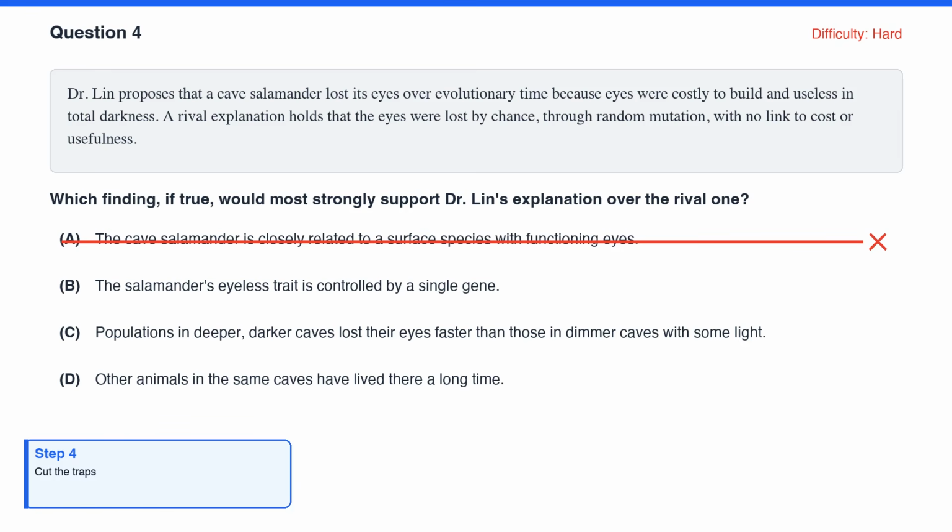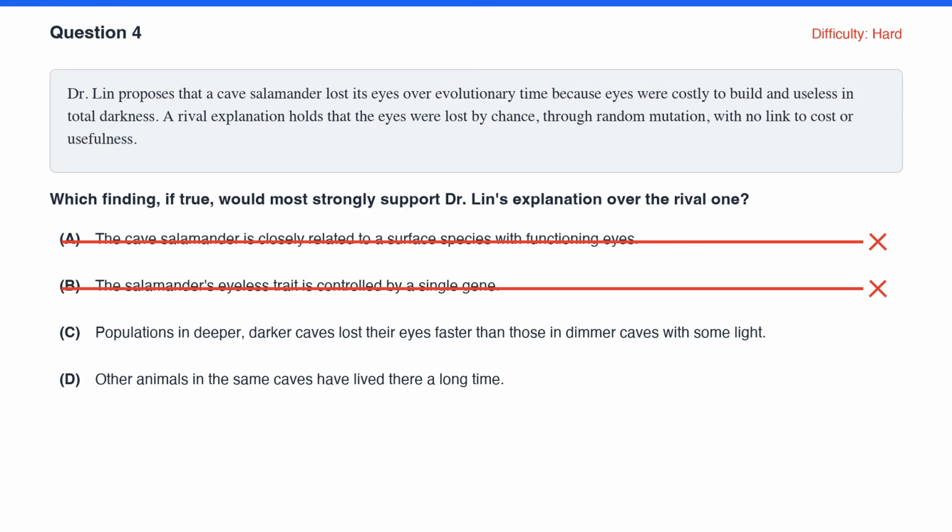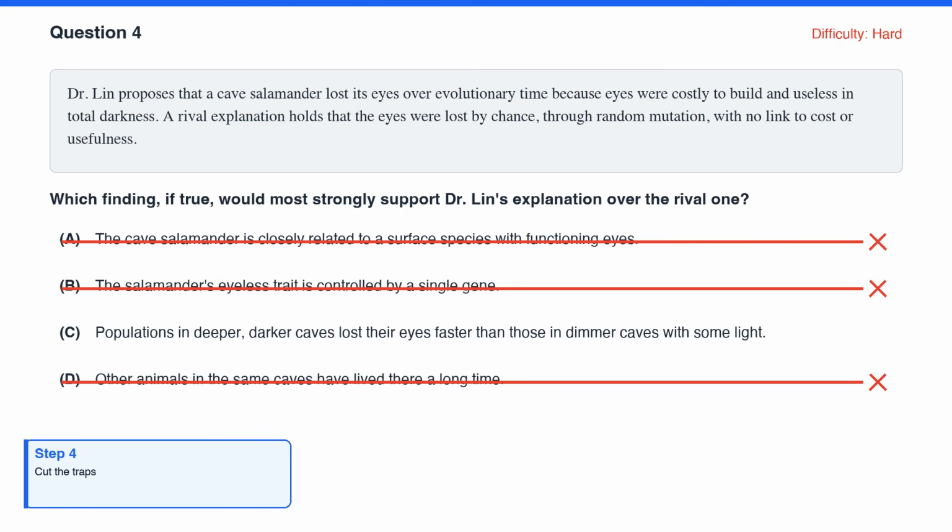Choice B, the trait is controlled by a single gene. A single gene is just as consistent with chance as with cost. Neutral. Cross it. Choice D, other animals have lived in the caves a long time. Says nothing about why eyes were lost. Cross it. Choice C, populations in deeper, darker caves lost their eyes faster than those in dimmer caves. Loss tracks uselessness, which fits Lin and not chance. Answer, C. On support one explanation over another, the trap is the choice that's true under both, A and B here. Only C separates Lin from chance.